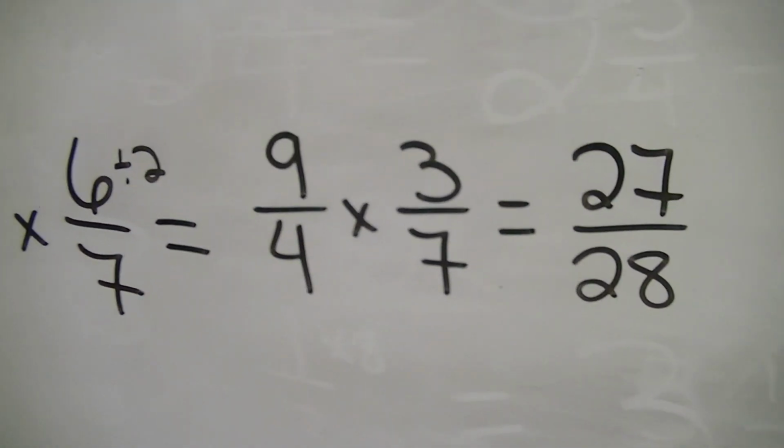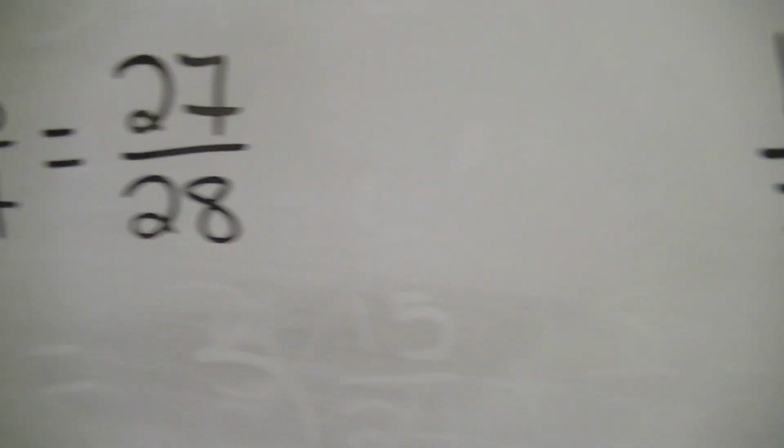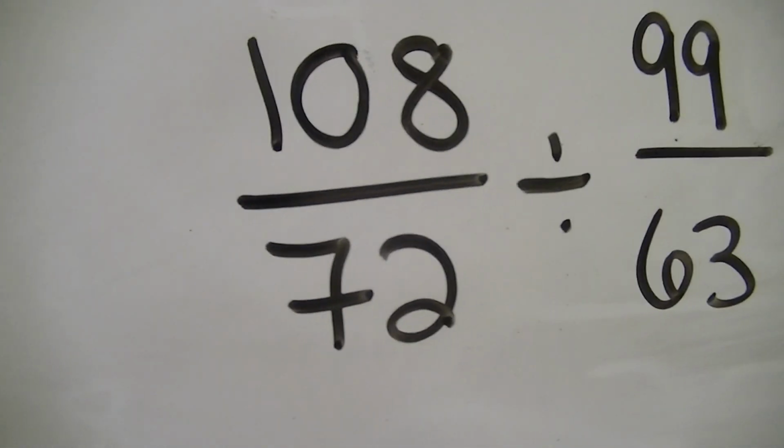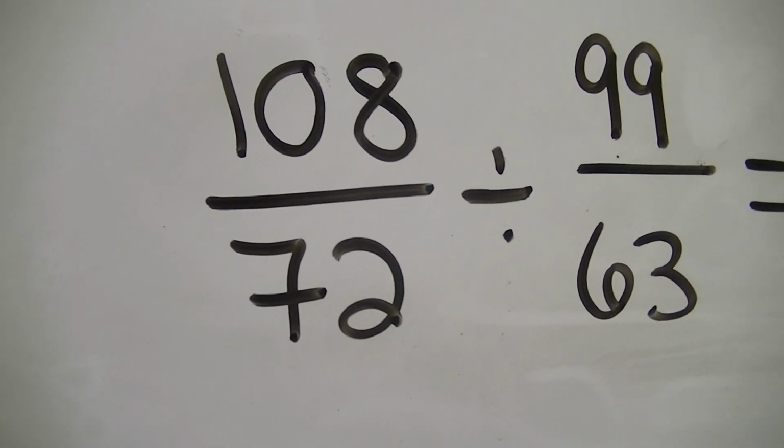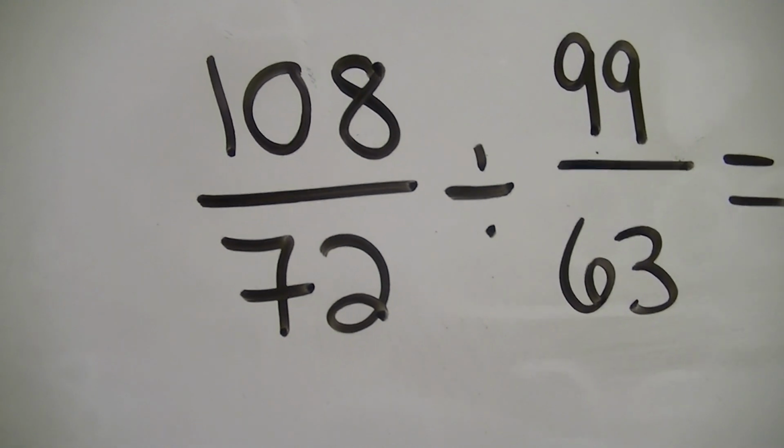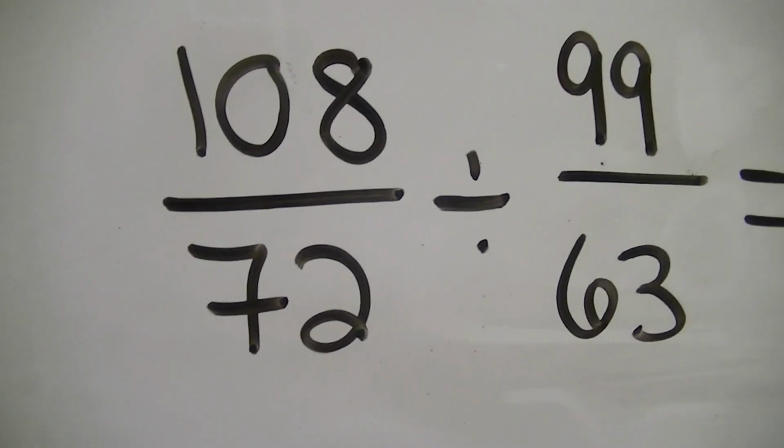All right, let's try another concept like this. As division, here we go. 108 over 72 divided by 99 over 63. Looks really scary, but let's try our 9s trick again.